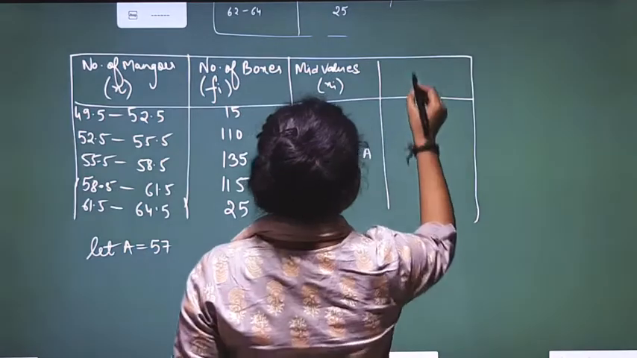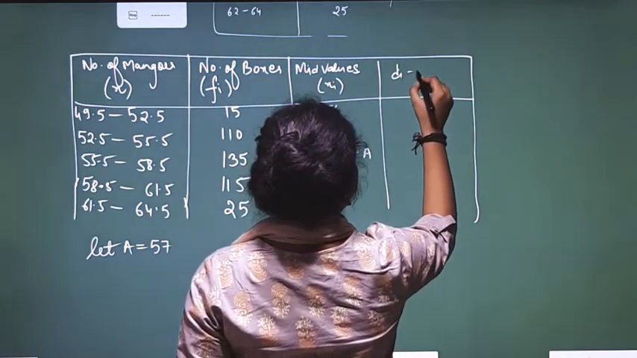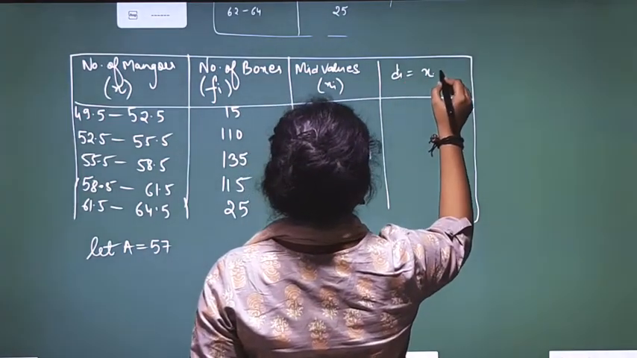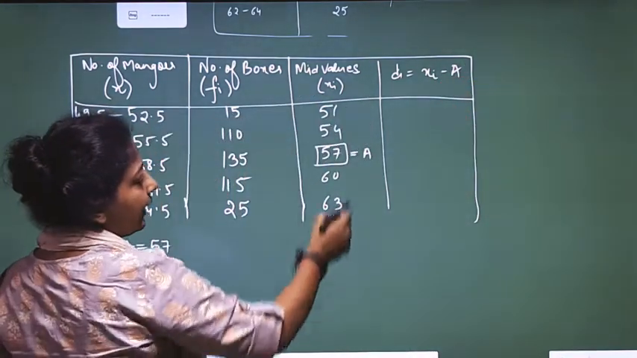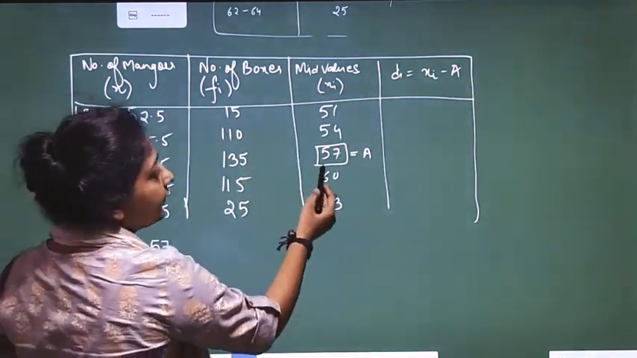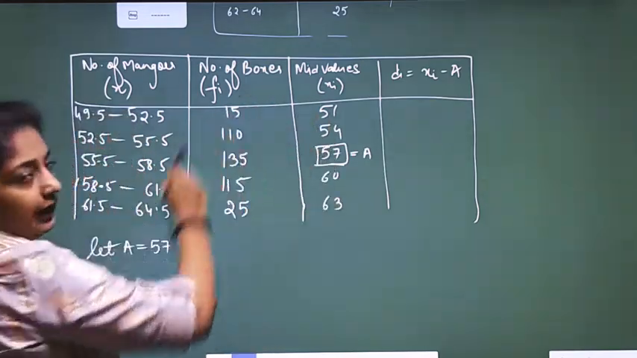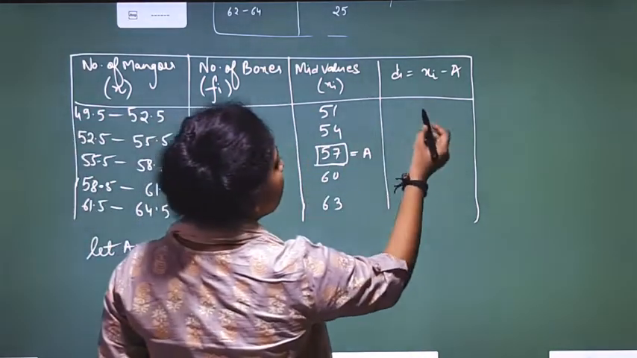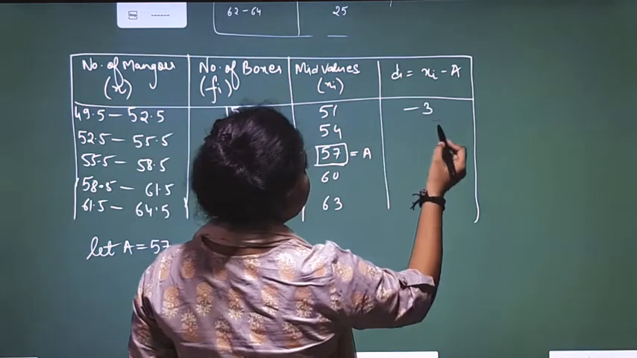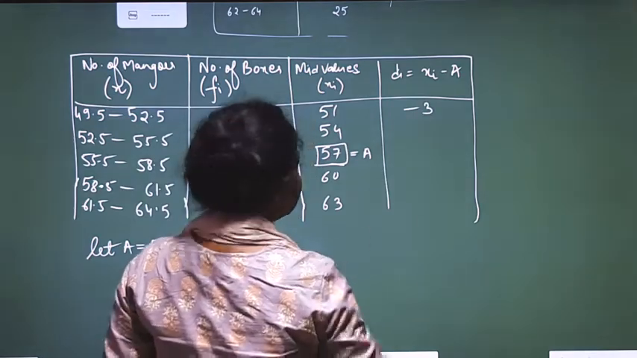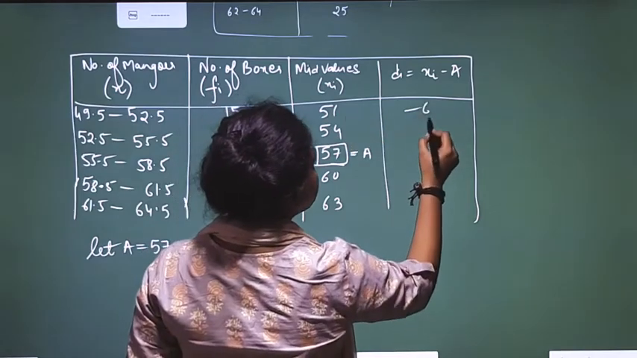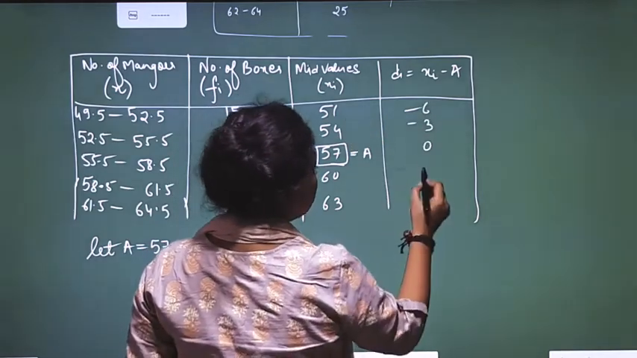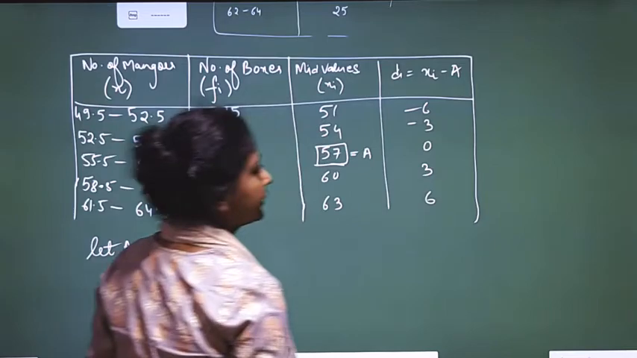Next we will be having the deviation column di. Di is nothing but xi minus a. That means we have to subtract a equal to 57 from these values. So 51 minus 57 would be minus 6. This will be minus 6, minus 3, 0, 3 and 6.